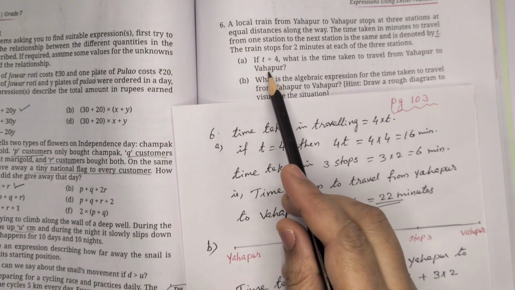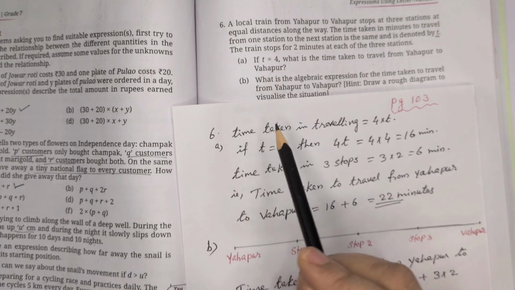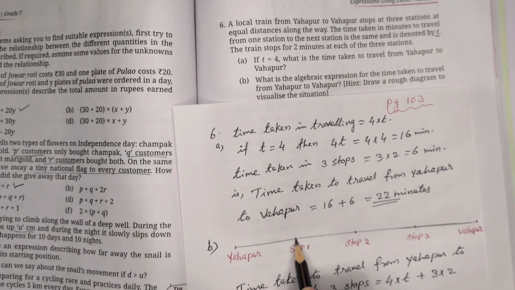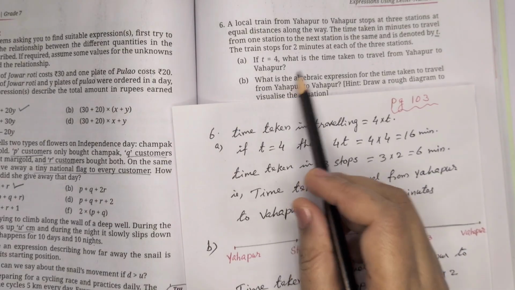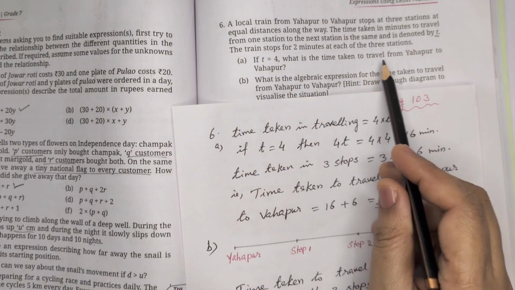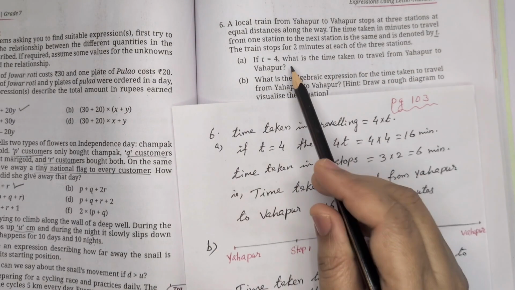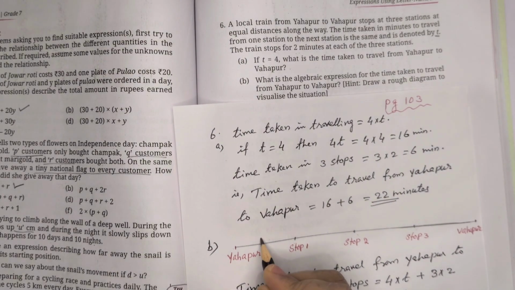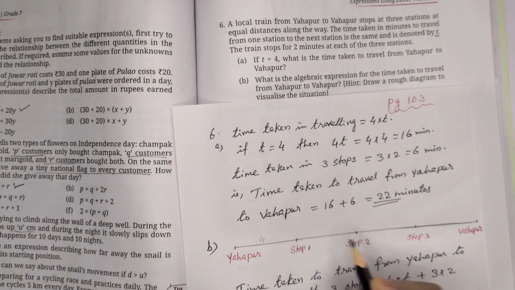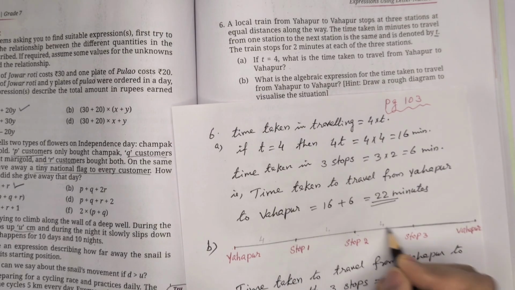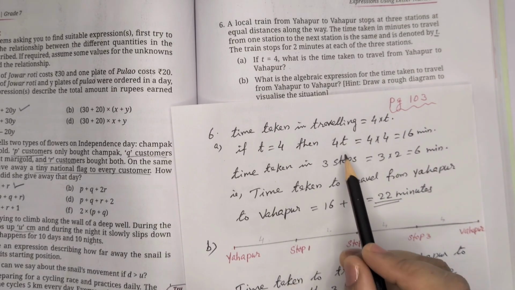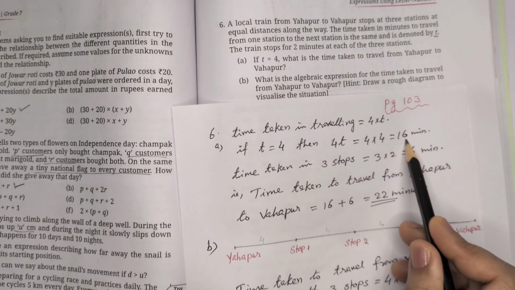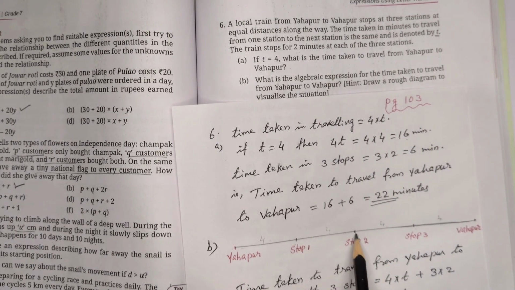So first part, if T is equal to 4, that means the traveling time of one section from one stop to the next stop is 4. Then what is the time taken to travel from Yahapur to Wahapur, from here to here? So T is equal to 4, which means here 4, again 4, here also 4, 4. So we are getting 4 times T. 4 into 4, 16 minutes it will take as the traveling time.